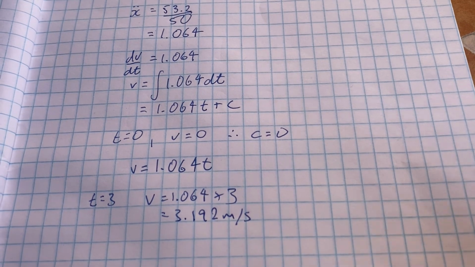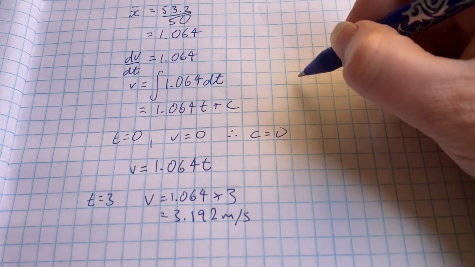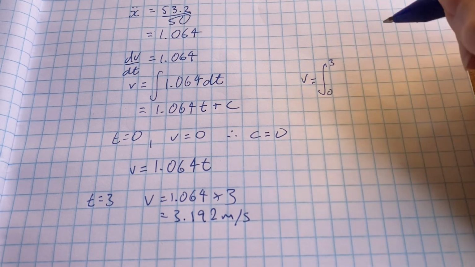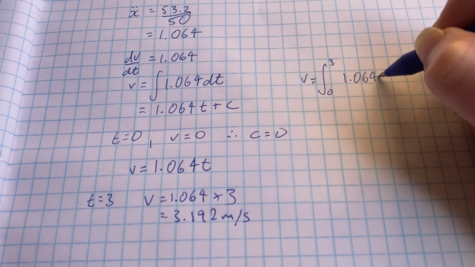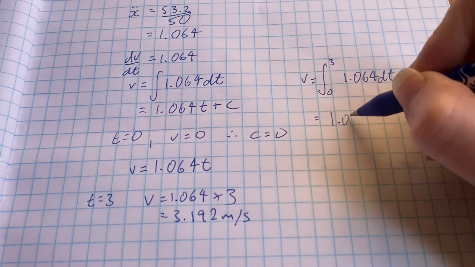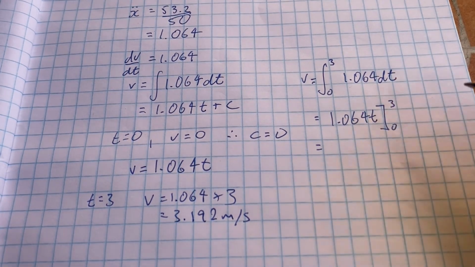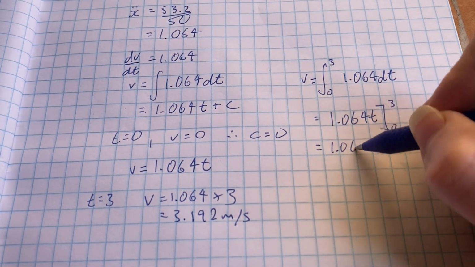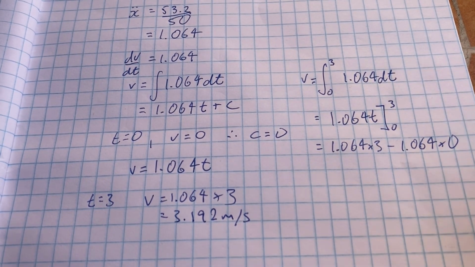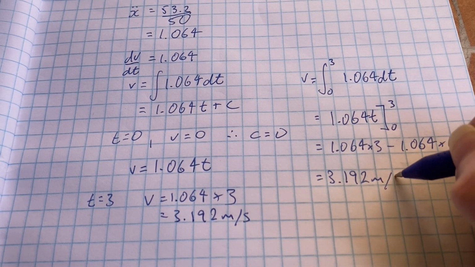Now there is a slightly different way we could have done that, which gets rid of the plus c, and that's to find the integral from 0 to 3. It's like finding the area under the curve from 0 to 3 of 1.064 dt, and that will give us the same answer. So 1.064t from 0 to 3, which is 1.064 times 3 minus 1.064 times 0, which is that same answer, 3.192 meters per second.